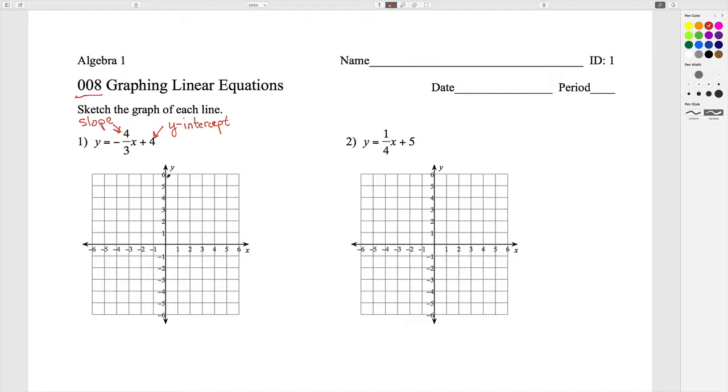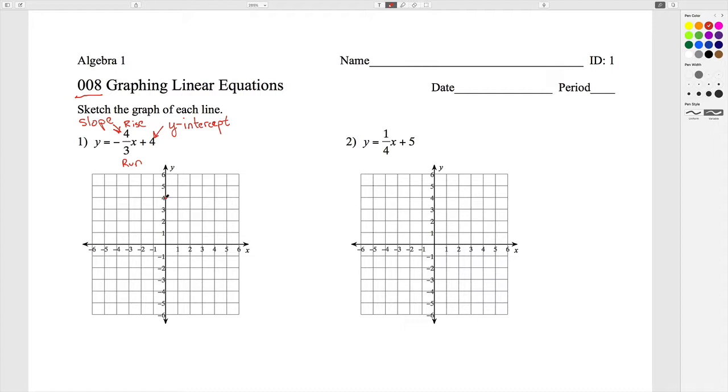You start with this number here, the positive 4. So you go to positive 4. And then you use the slope. Since it's a negative slope, this is the rise over the run. So since it's a negative rise, it's going to go down negative 4 and then over 3 to the right.